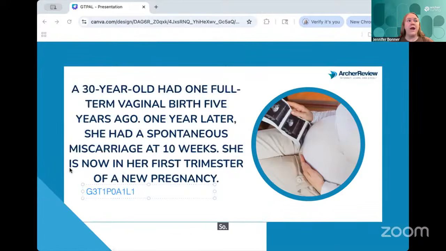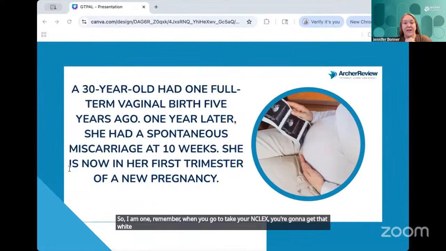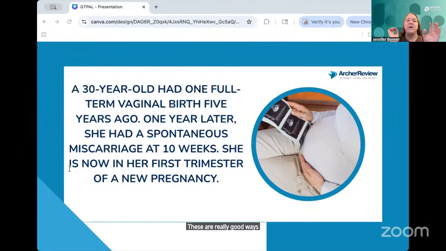Remember, when you go to take your NCLEX, you're going to get that whiteboard and you're going to have the opportunity to just write away. These are really good ways to do that. Something else that you could do is write GTPAL and make tallies as you're going through the scenario. Sometimes that's helpful too. Very good. All right, well, let's go ahead and look at the next one.